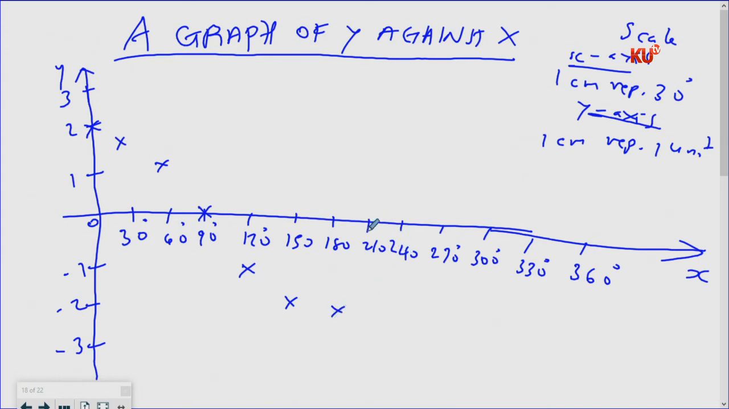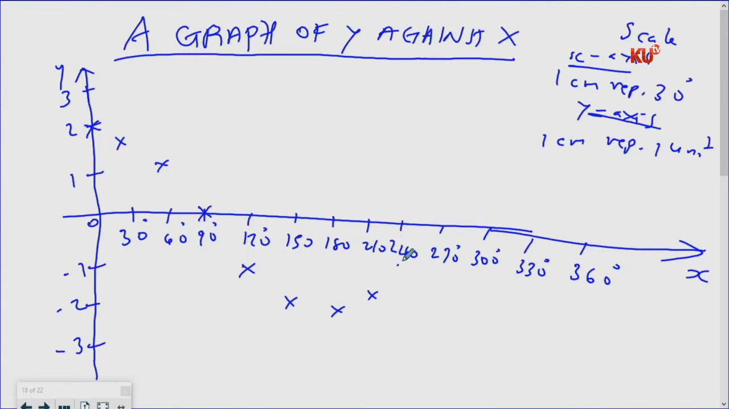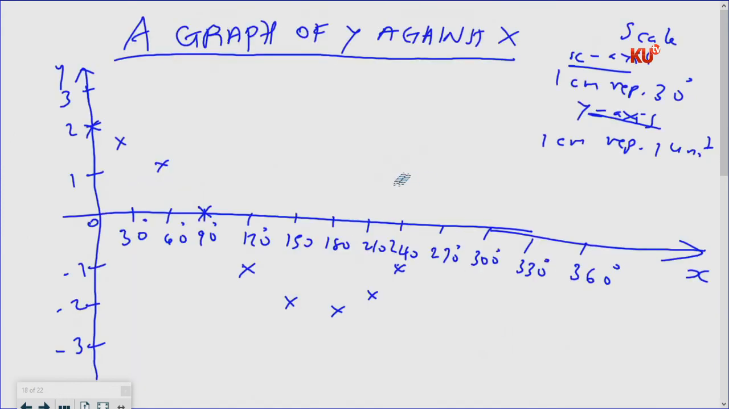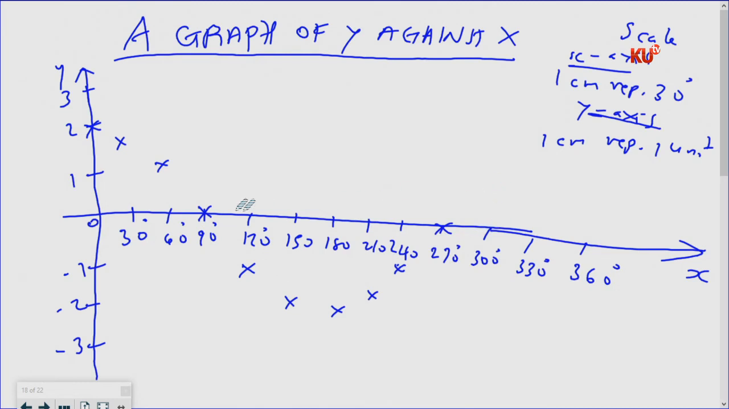210, -1.7. Good. When x is 240, y should be -1. So we have to get -1 somewhere there. 270 is 0, as you can see. So 270, 0. 300 is 1. Very good. 300 is 1, approximately should be somewhere there.